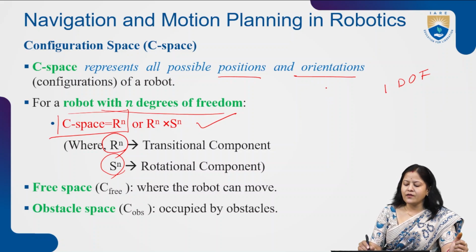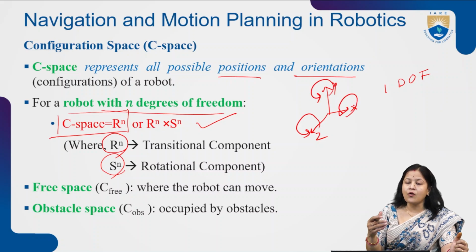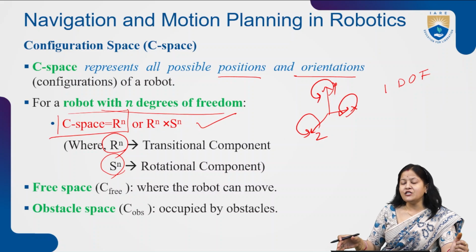Translational component: either the robot moves in the X direction, or it moves in the Y direction, or it moves in the Z direction. Rotational component: rotation about the Z axis, rotation about the Y axis, rotation about the X axis. So all the mechanical arms can perform the translational movement as well as rotate in their joints. Each particular movement is considered as 1 degree of freedom.